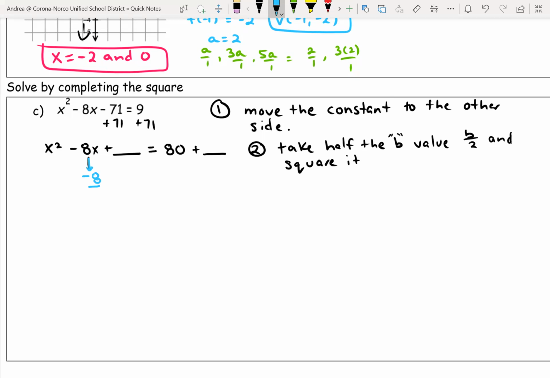So that b value is -8. You divide it by 2. -8 divided by 2 is -4. Okay. And then you square it. -4 times -4 is 16. And then you add it to both sides. So step 3 is add to both sides.